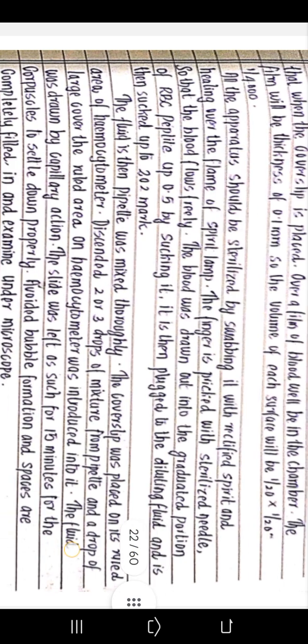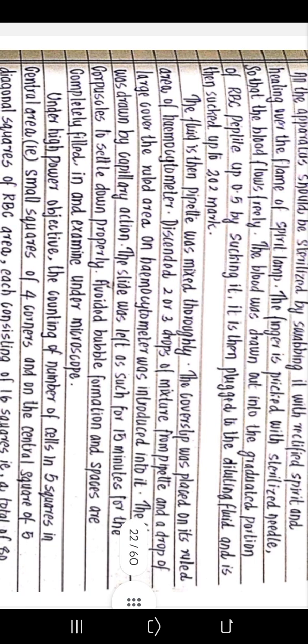The cover slip was placed on the ruled area of the hemocytometer. Discard 2 to 3 drops of mixture from the pipette, and a drop of fluid was introduced into the ruled area on the hemocytometer. The fluid was drawn by capillary action. The slide was left as such for 15 minutes for the corpuscles to settle down properly, avoiding bubble formation, and spaces are completely filled in, and examined under the microscope.